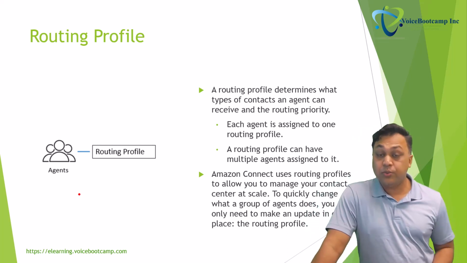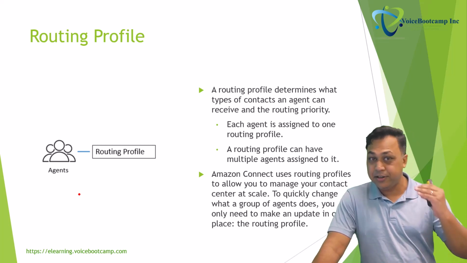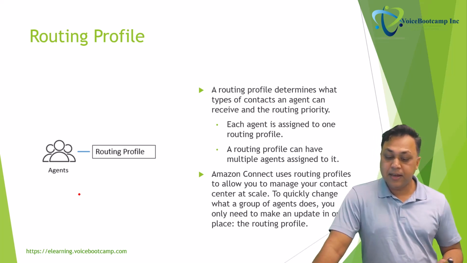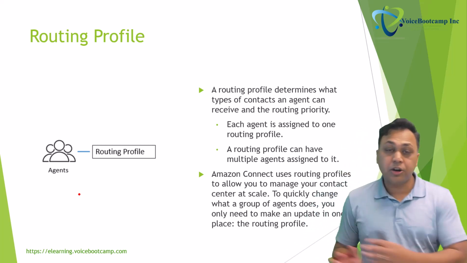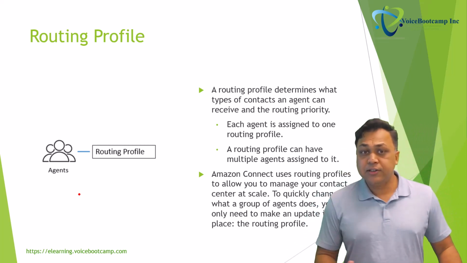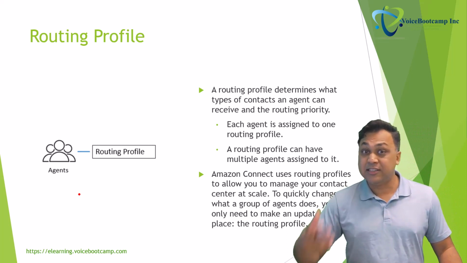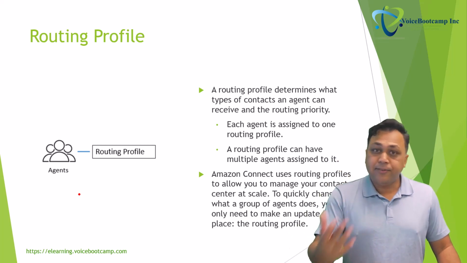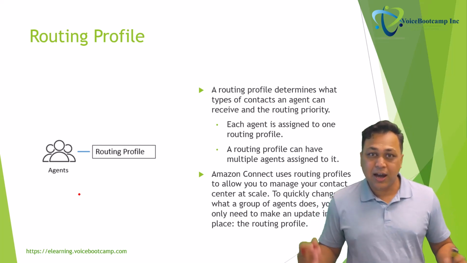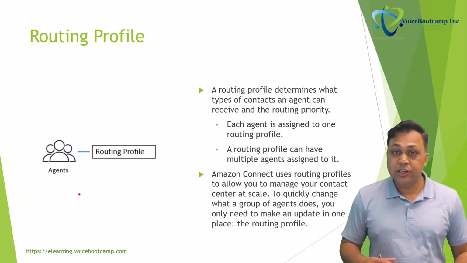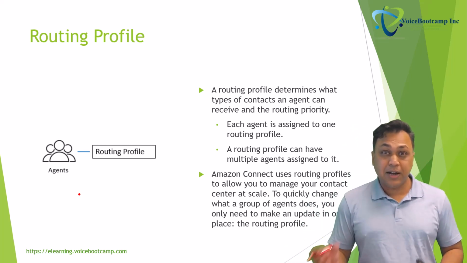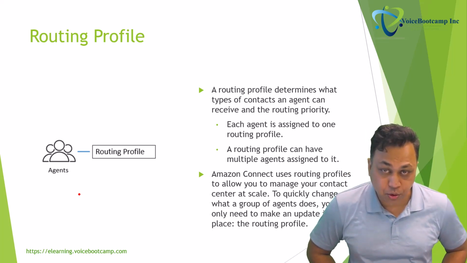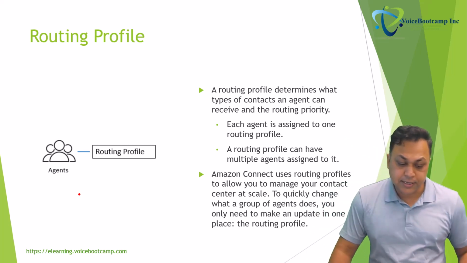Amazon Connect will then use the routing profile to allow you to manage your contacts at a very high scale. To quickly change what a group of agents does, you only need to make a change to that routing profile, which will automatically apply to every single agent. For example, a routing profile might say that it supports these queues. You may add 2 queues in there, level 1 and level 2. Maybe 5 months down the road, you realize that you have to add level 3. Well, in that case, instead of applying it to each individual agent, you simply apply the level 3 queue to the routing profile, which will get applied to all the agents that are associated with that profile. So it makes life easier for updating and adding more features.